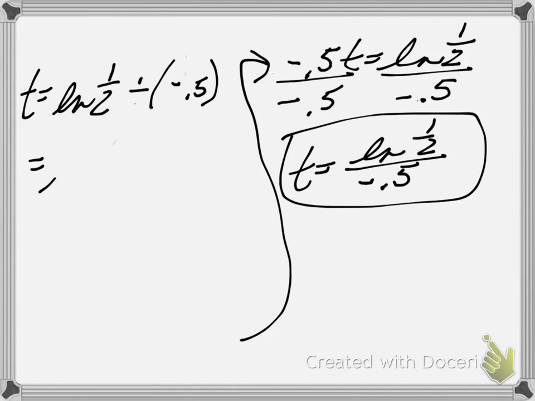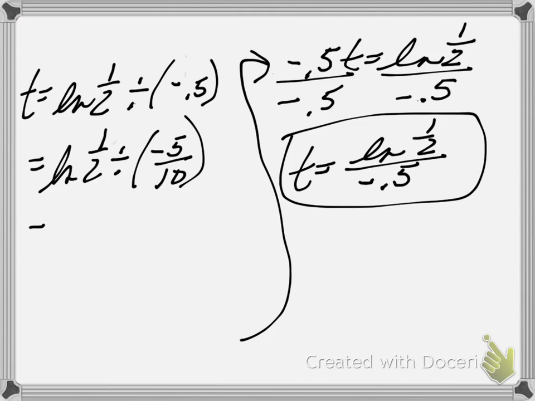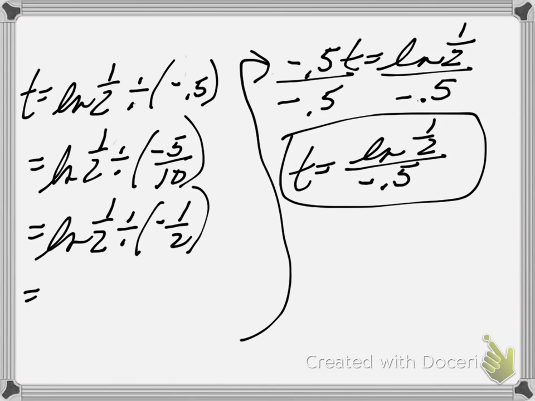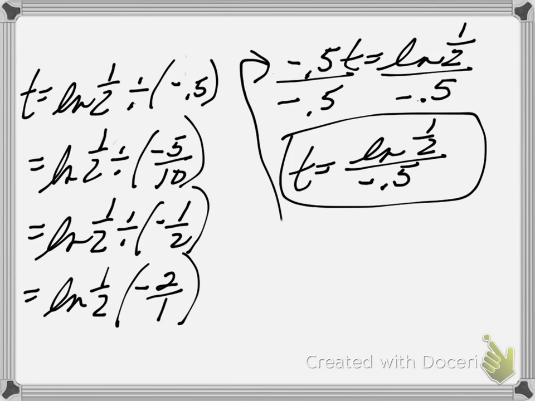Okay, so this is ln of 1/2 divided by negative 0.5, which is the same thing as negative 5/10, and that is equal to negative 1/2. But we're not allowed to divide by a fraction, so we have to change it to multiplication, and when we do, we flip it. When we simplify this, we will get negative 2 ln of 1/2.